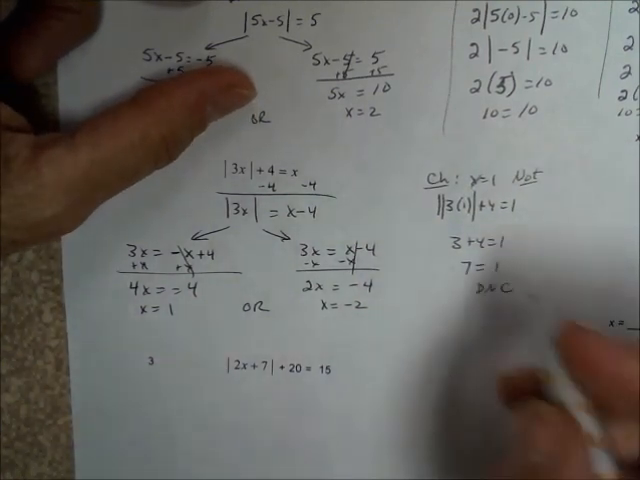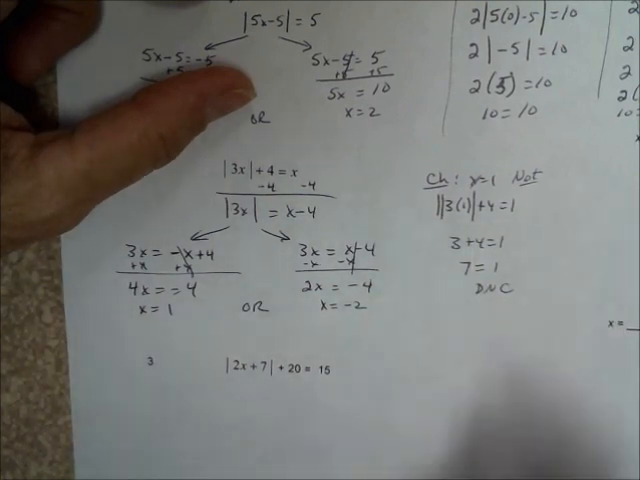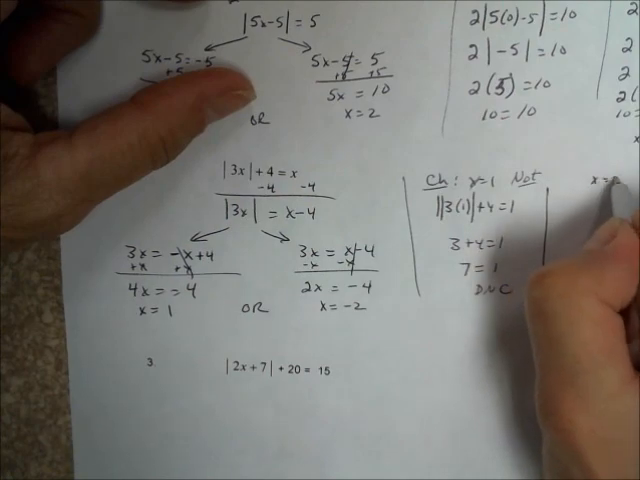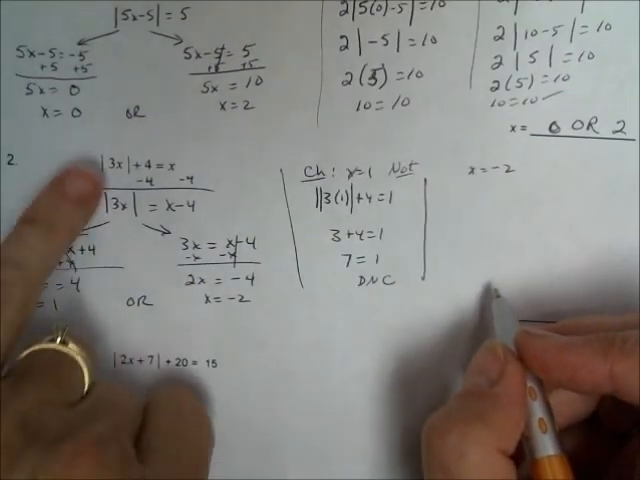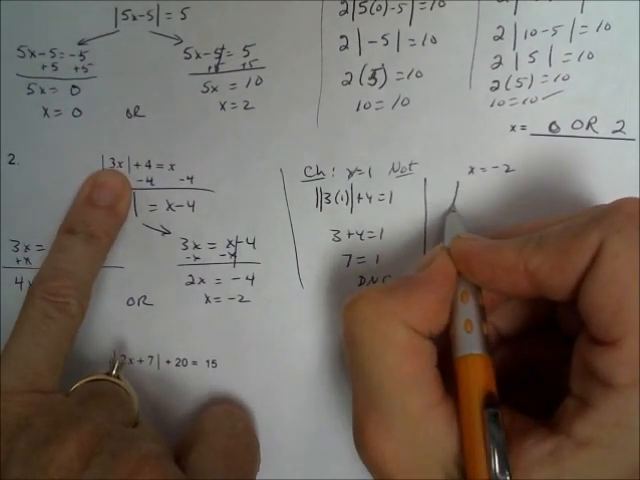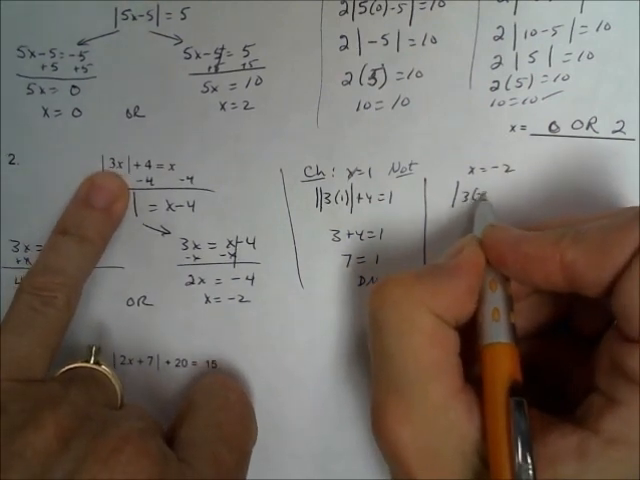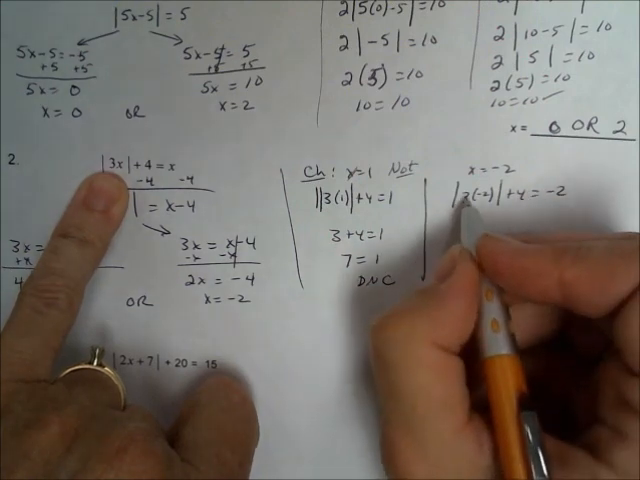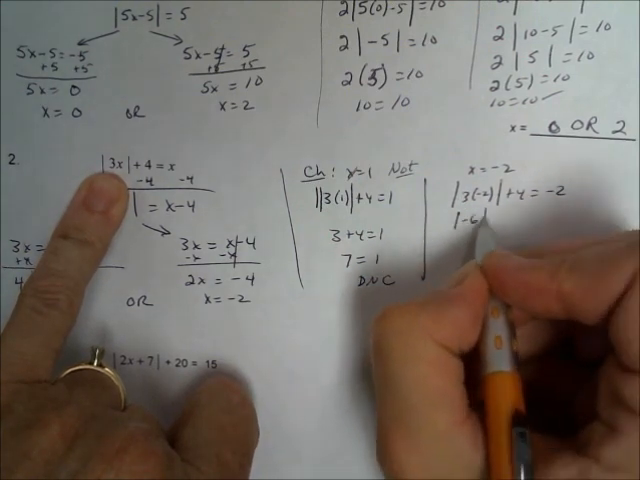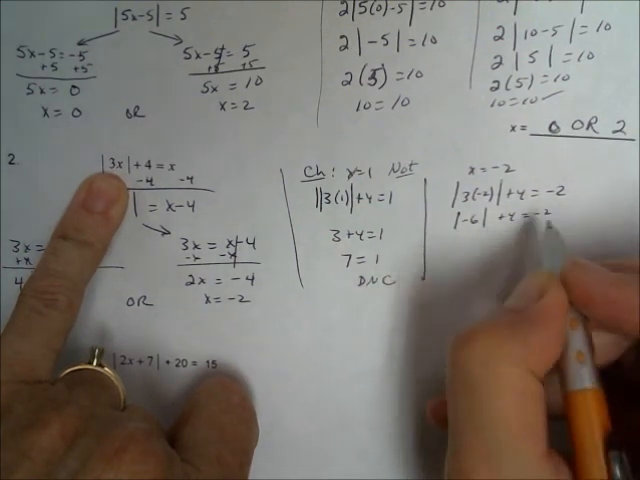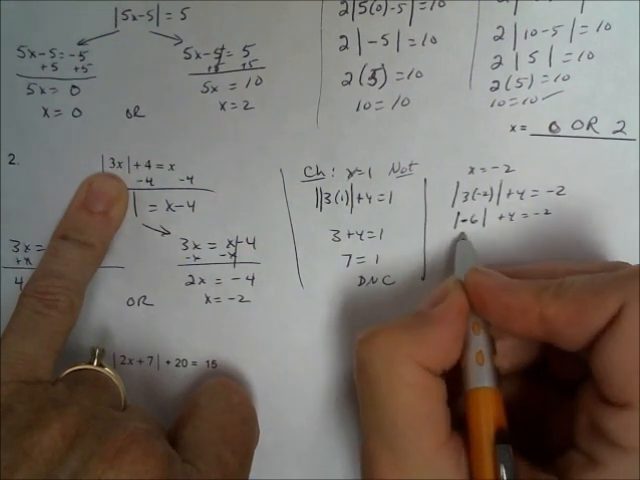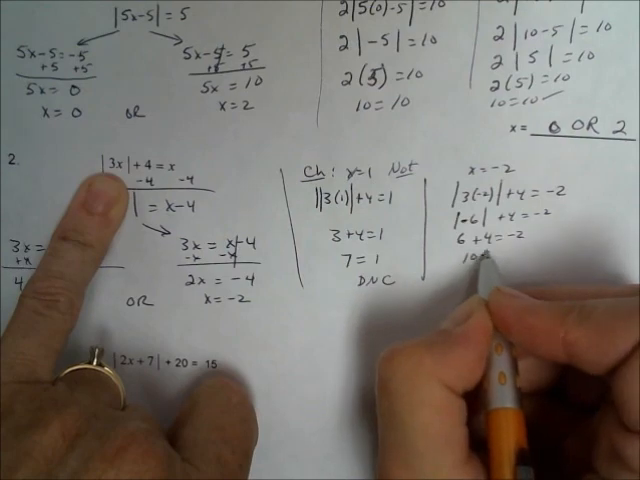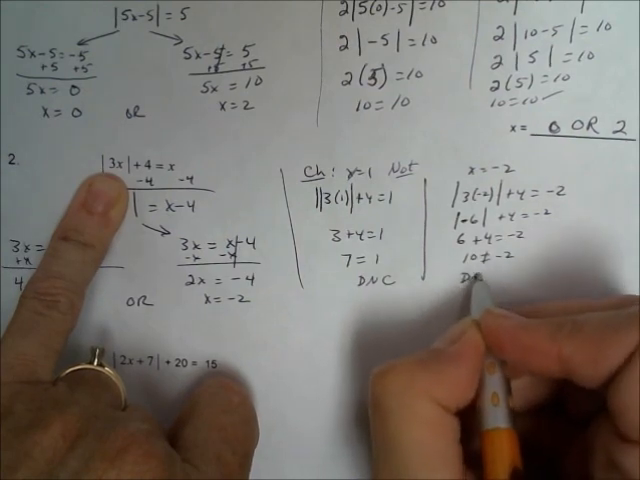The next thing we're going to do is check x equals negative 2. So let's check x equals negative 2 over here. Putting it in the original equation, does the absolute value of 3 times negative 2 plus 4 equal negative 2? Absolute value of negative 6 plus 4 equal negative 2? Well, the absolute value of negative 6 is 6. Does 6 plus 4 equal negative 2? No. 10 does not equal negative 2. This does not check either.